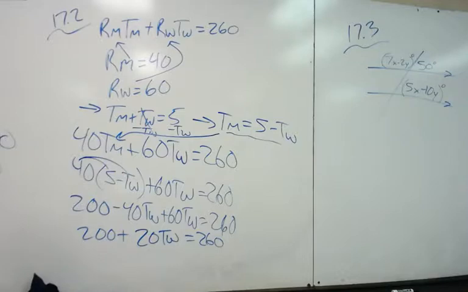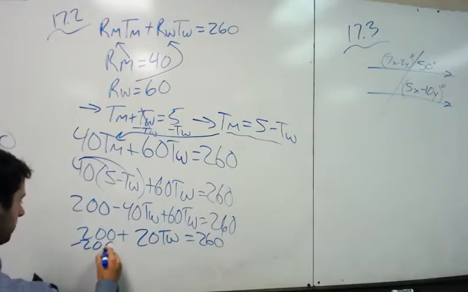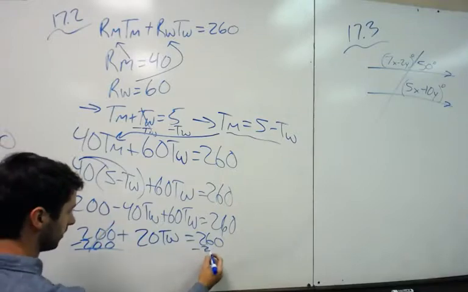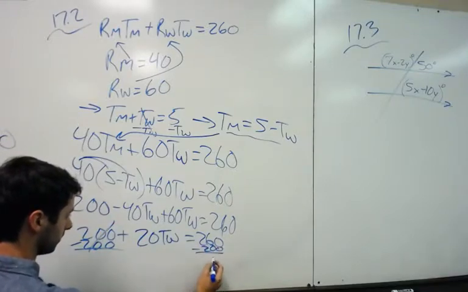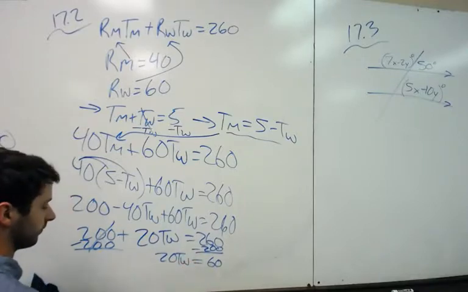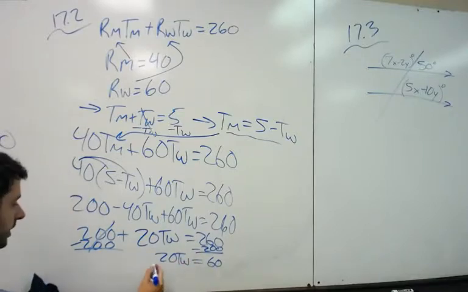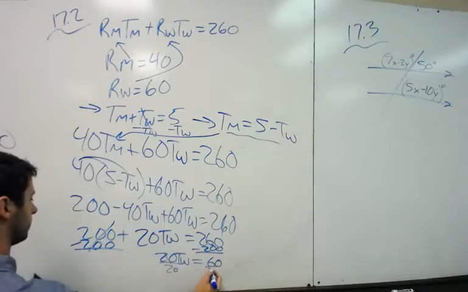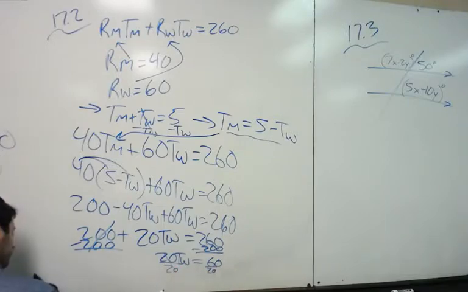Now that we're here, we would subtract the 200. Get 60 equals 20 TW. And when you divide by 20, you get TW equals 3.